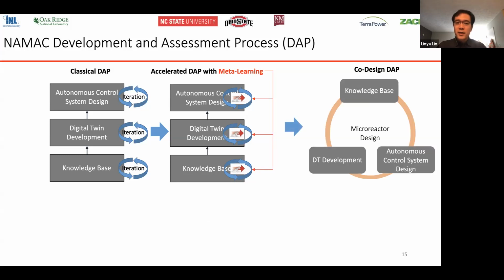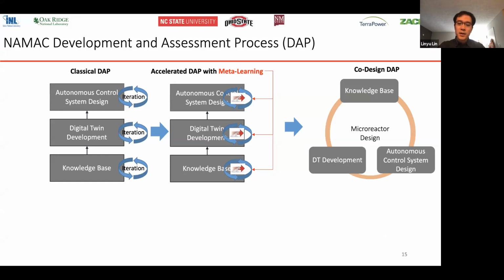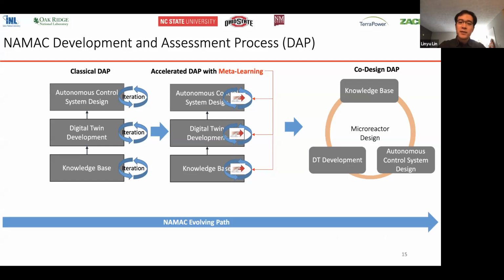And that's not the end of the evolution. At last, since we want to involve all stakeholders, we want to have a co-design development assessment process. Co-design refers to the approach that attempts to involve all stakeholders in the design process to ensure the design solution meets all their needs. The co-design concept is not new. However, it was so difficult and so slow that people could not feel it was a co-design process. However, with the new meta-learning techniques that accelerate our development assessment process, the co-design development assessment process becomes possible. And this is actually the NAMAC evolving path, especially from the point of view of the development assessment process.